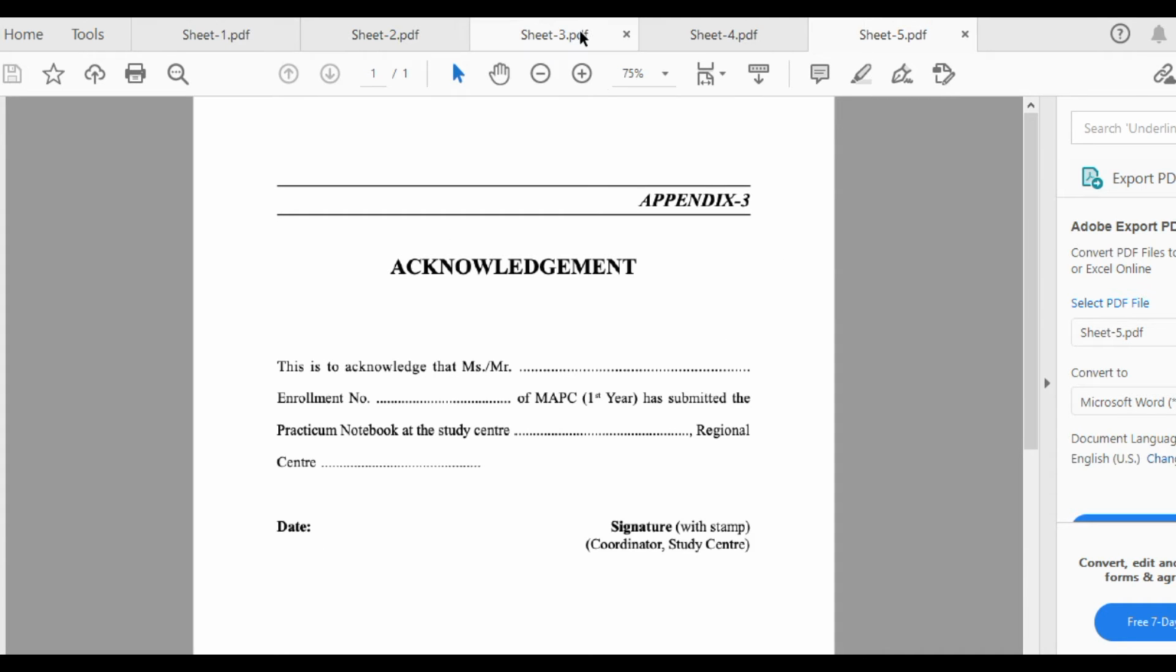All these documents I have taken separately and I have kept them on the drive, so you don't have to make a separate attempt to separate them out. You can directly download them from the link.